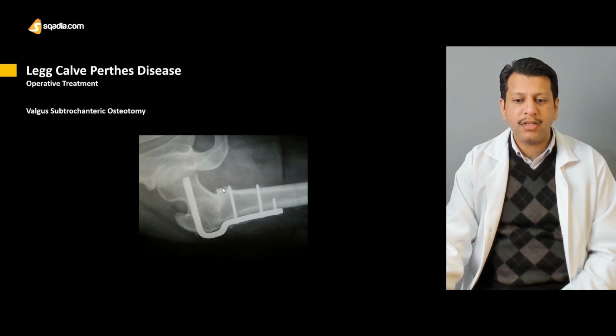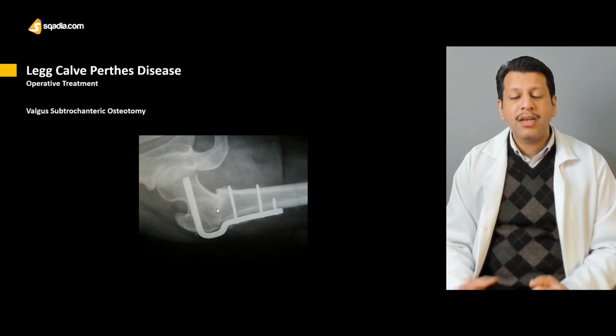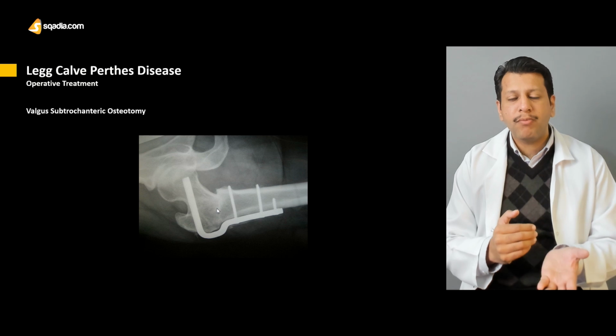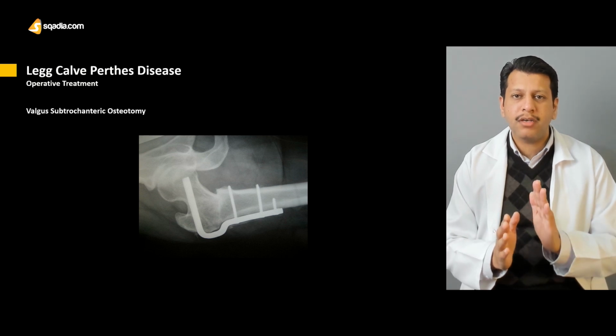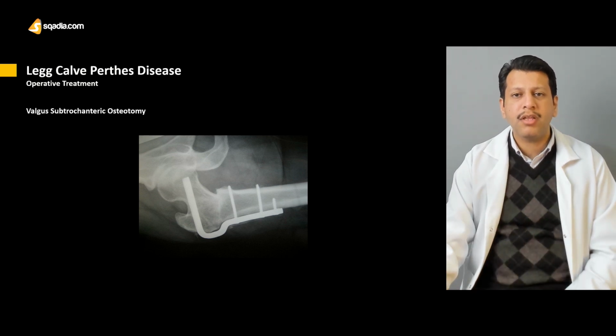If you can appreciate, this is the lesser trochanter. This has been done at the subtrochanteric level, so that we can correct the deformity which has formed, so that the patient can be spared increased femoroacetabular impingement.